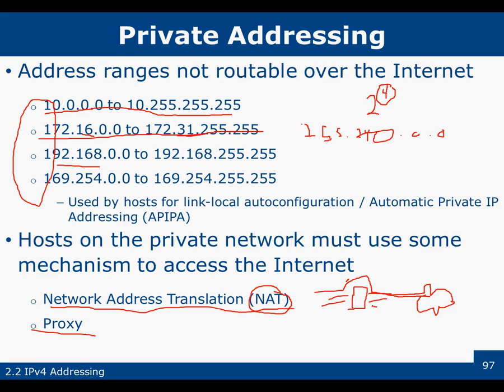A process that we use at home, or at least I use on my router, because it only has one IP address, is called PAT, which is Port Address Translation. We use a single address out here, but we map it to different port numbers.